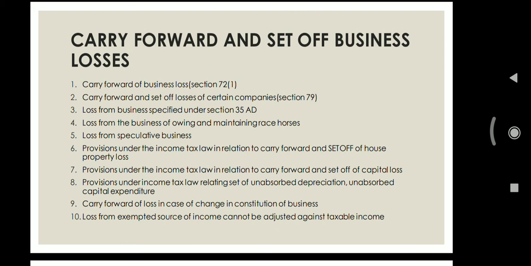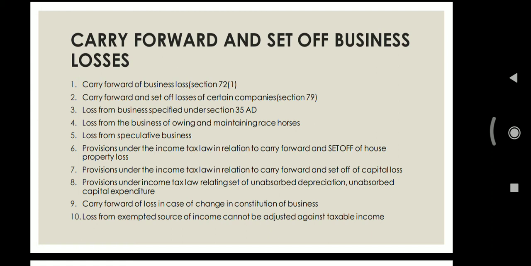The main point is that on the last day of the previous year, the shares of the company carrying not less than 51 percent of voting power were beneficially held by persons who beneficially held shares of the company carrying not less than 51 percent of voting power. Then the third case is loss from business specified under section 35AD.